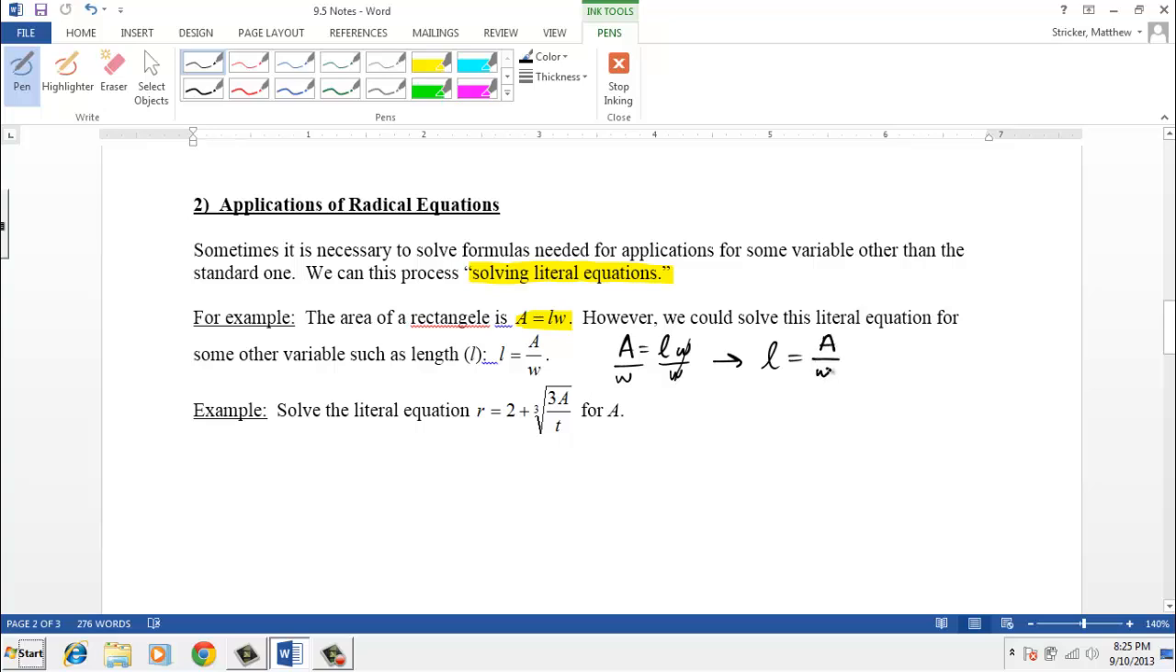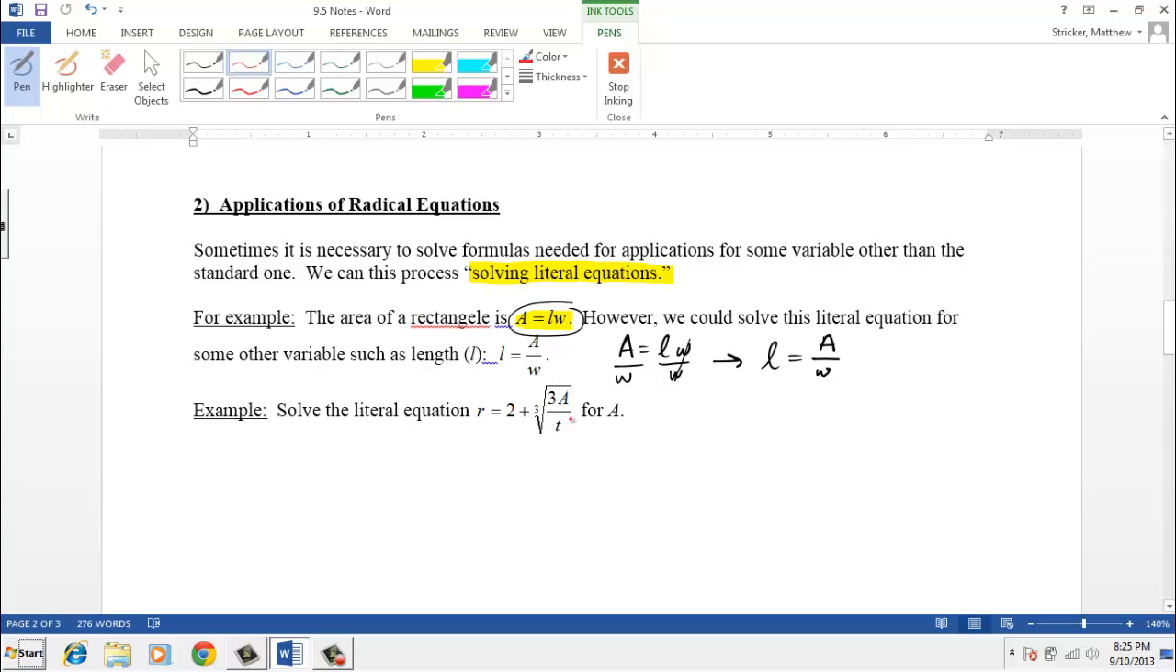And sometimes it turns out that these equations or formulas involve radicals. And so that's what we see here in this first equation. This first example says, take this literal equation and solve it for A, and you notice A is inside the radical. And we know how to get rid of radicals, though. We get rid of radicals by squaring and cubing and things like that. So let's think about how to solve this one for A.